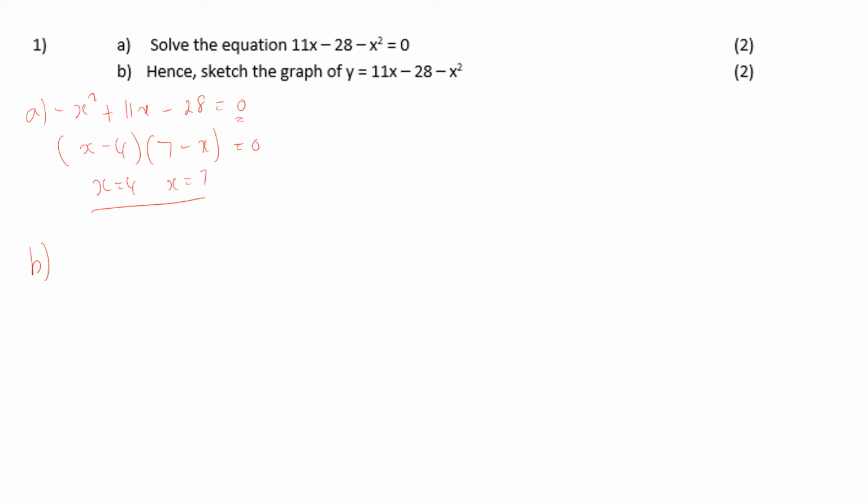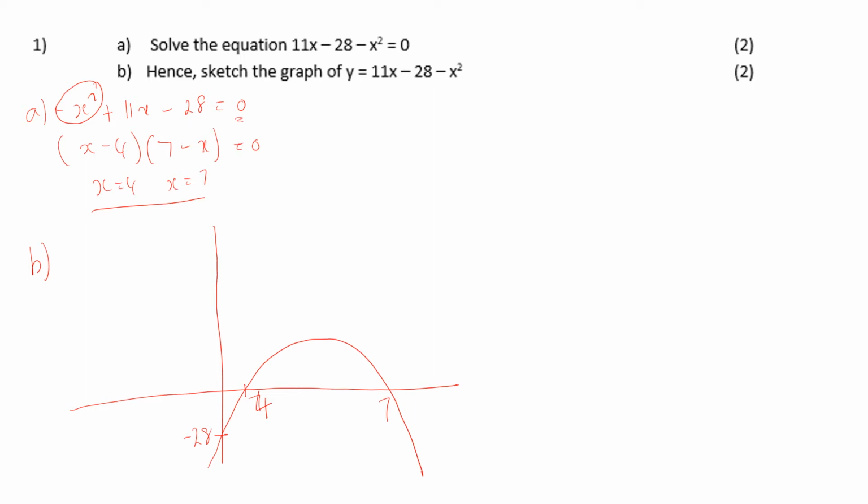So part B, you sketch the graph. You need to use a ruler for this. I can't because I'm using it on the PowerPoint, but you should use a ruler for your axes. You're going to go through 4 and 7 on the x-axis, and it needs to be this way up because it's a minus x squared. Okay, that needs to be 4, not 7, sorry. That needs to be 7. That is minus 28 here. Okay, and that's the answer to that one. If you're not sure about that, then pause the video, look again.